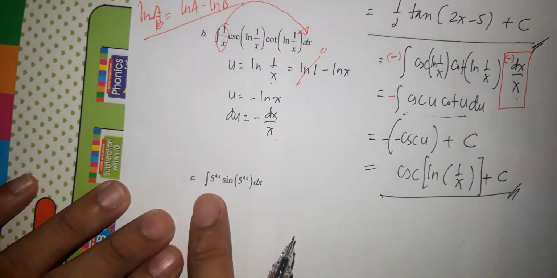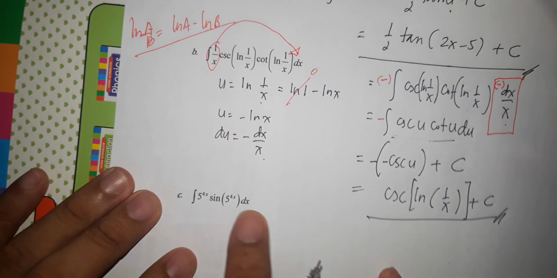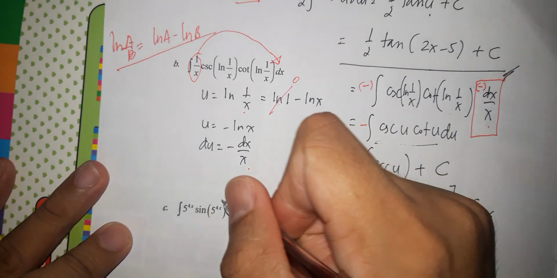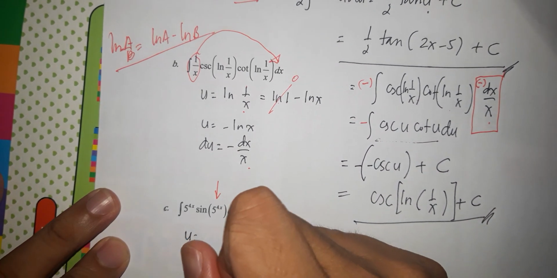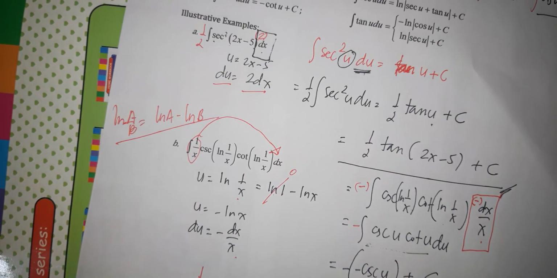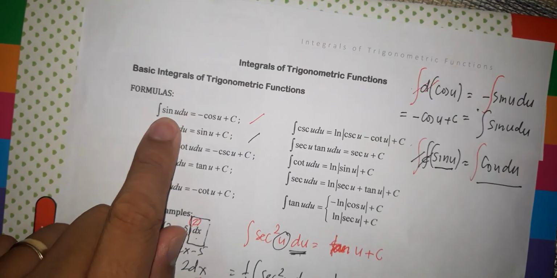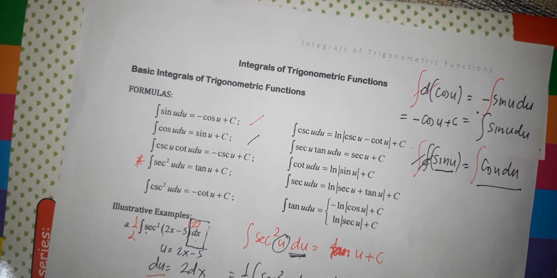So next we have here the integral of 5 to the 4x times sine of 5 to the 4x dx. So again, your angle is 5 to the 4x. So let that be your u. So your u is 5 to the 4x. What is the derivative of u? So it says here sine u. So our formula is the integral of sine u du. So our multiplier should be du.